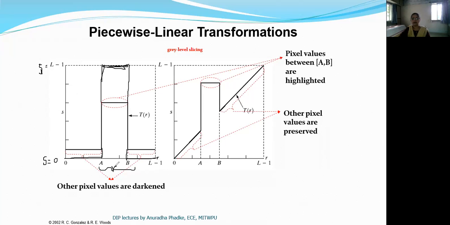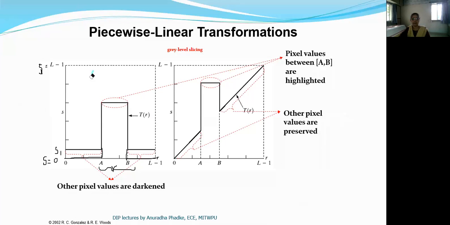Gray level slicing without background. Here the background is not preserved, because if the pixel values are outside the range A to B, they are assigned a new value which is 0 or any other dark value as shown here, that is S1, which is very dark as compared to the bright range. Okay, so this is gray level slicing.